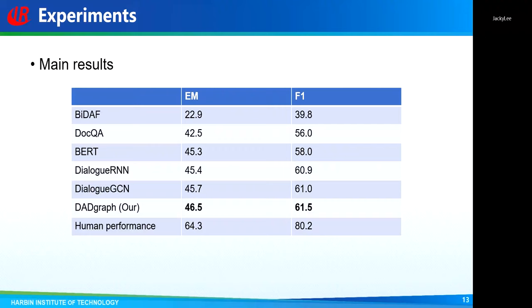These are the main results of our paper. There are three kinds of baselines. The first category is classical MRC models, such as BiDAF and DocQA. The second kind of baseline is BERT. It is a widely used, powerful pre-trained model. The third category of baselines is powerful models in dialogue, including DialogueRNN and DialogueGCN. These two models are used for emotion classification tasks, so we adopt our MRC module for these two models. From this table, we can see that our DADgraph model achieved state-of-the-art results.